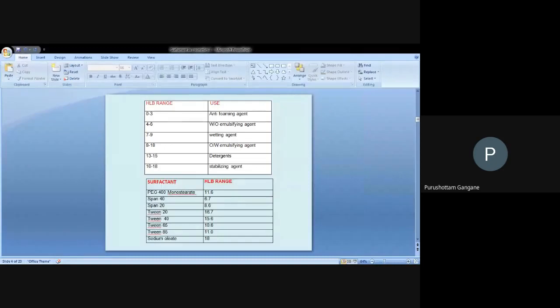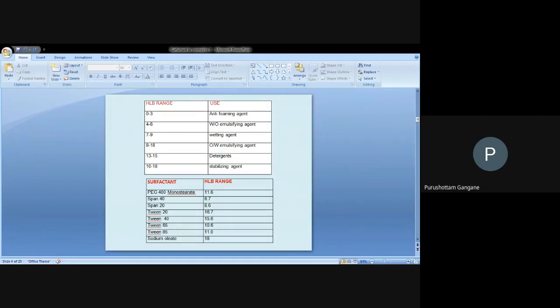As I have already told you, the use of the surfactant depends on the HLB range. HLB, you know, is the hydrophilic lipophilic balance. Hydrophilic lipophilic balance means how many hydrophilic groups and how many lipophilic groups are there, that is, how many polar groups and how many non-polar groups are there in the surfactant. Depending on that, one HLB value is given to that surfactant. 0 to 3, 4 to 6 and 7 to 9.